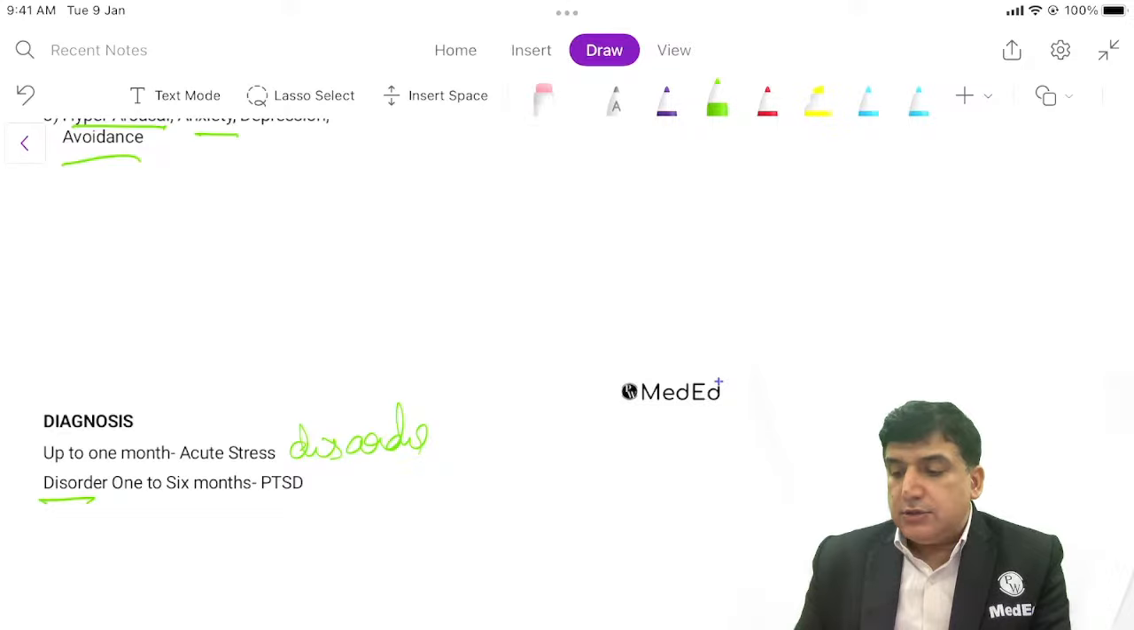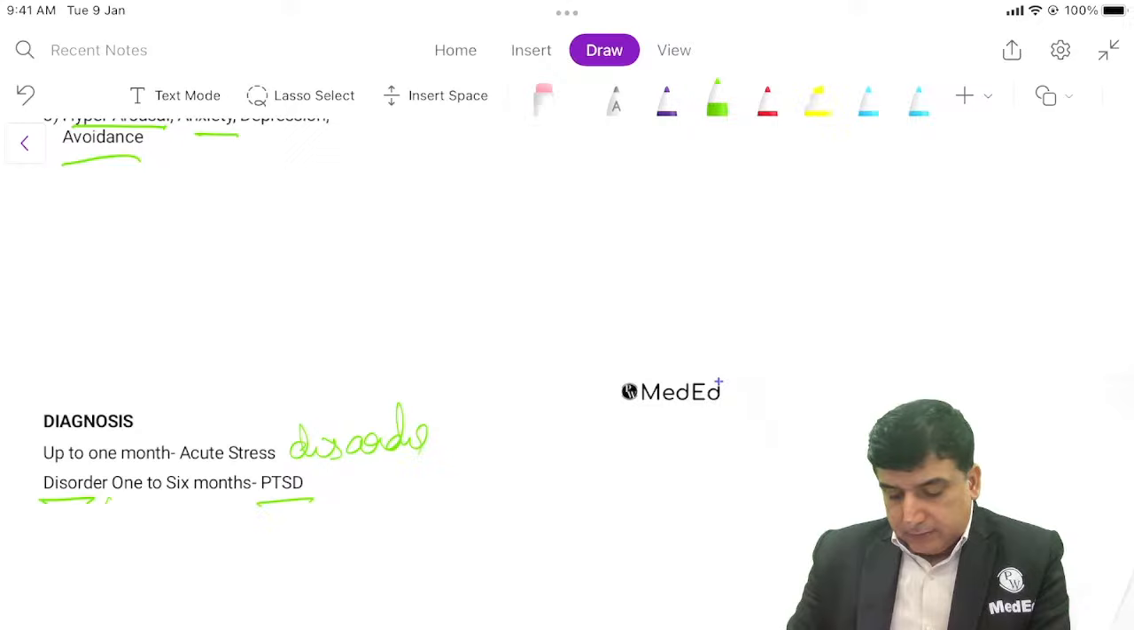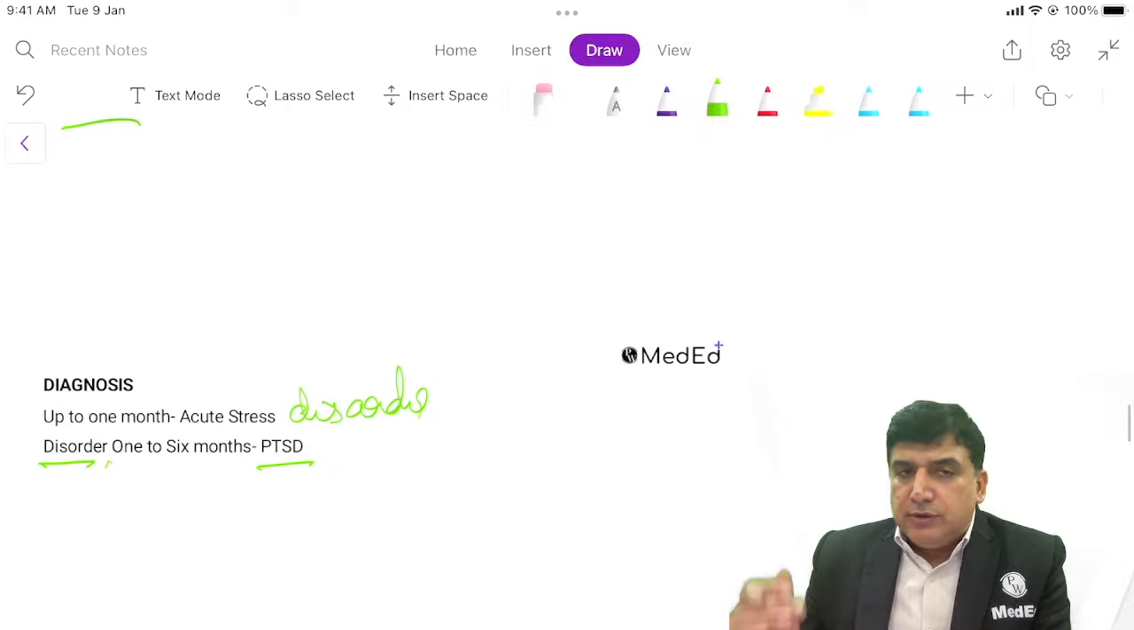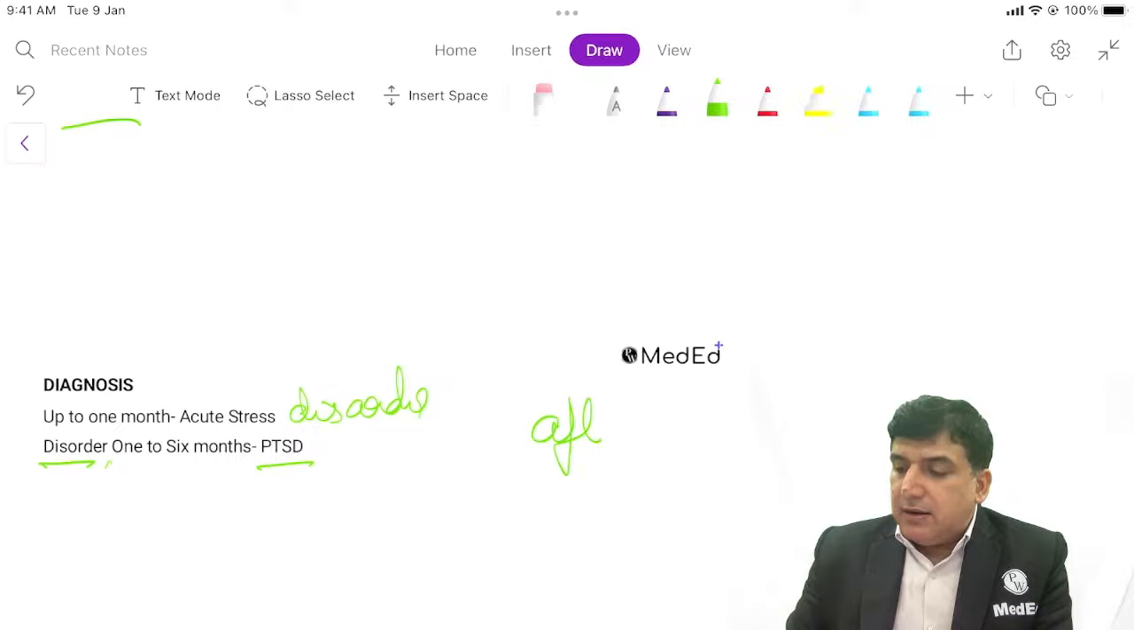And then after 1 month, up to 6 months, we call it a PTSD. So you have to be very careful. Up to 1 month, it's an acute stress disorder, and 1 to 6 months, we call it a PTSD. We usually make a diagnosis of PTSD up to 6 months, but we can make it even after 6 months.